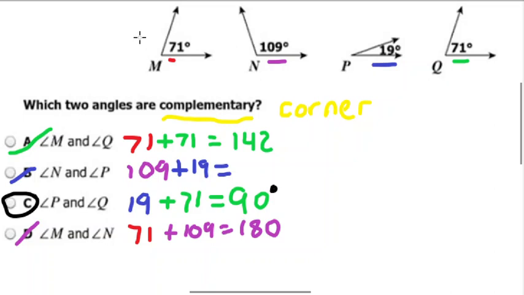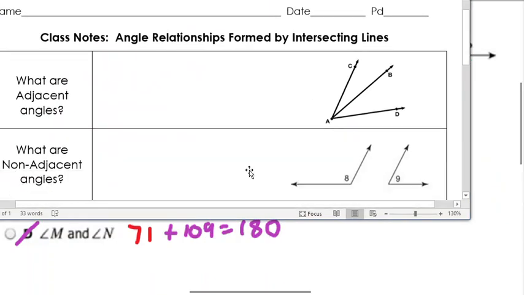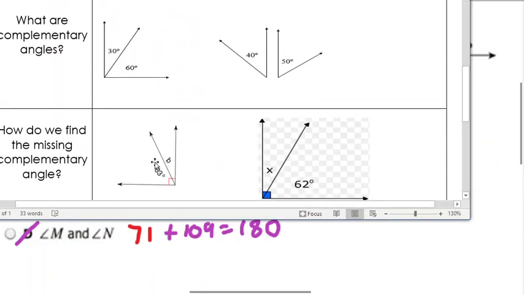Alright, so that's complementary angles. Remember, complementary angles are just two angles, any two angles, that add up to make 90 degrees. They can be adjacent angles, which means that they are next to each other, like in this example, or they can be non-adjacent angles, like this example, where they are not next to each other. It doesn't matter as long as the two angles add up to 90 degrees. If they add up to 90 degrees, that means that they are complementary angles.